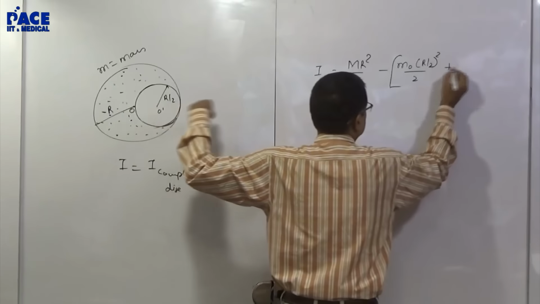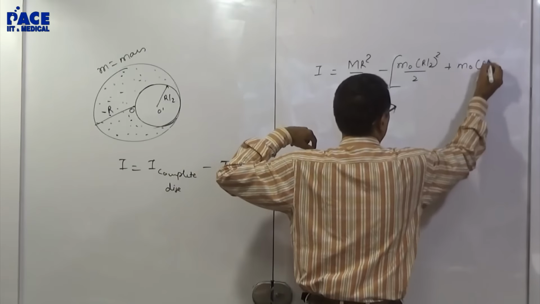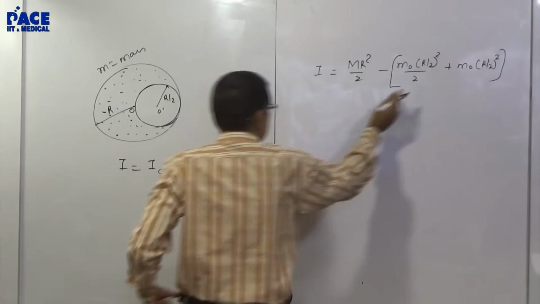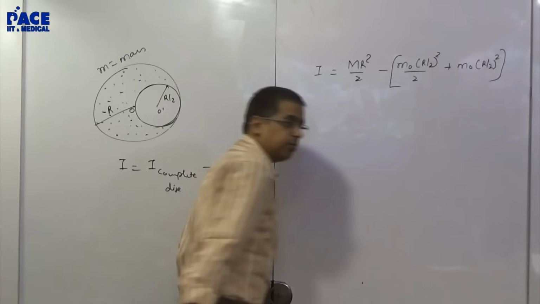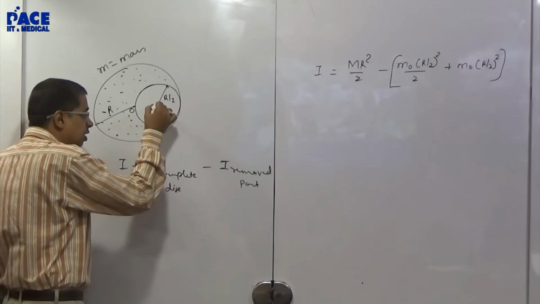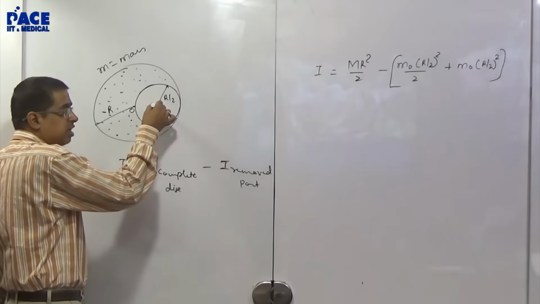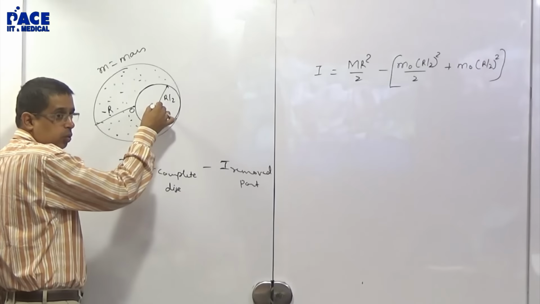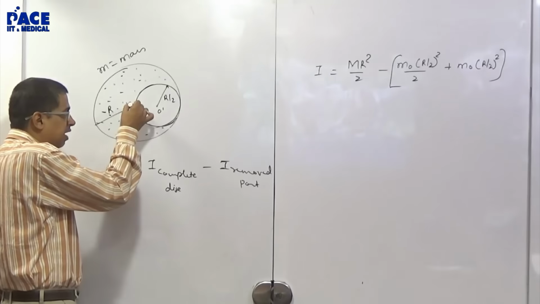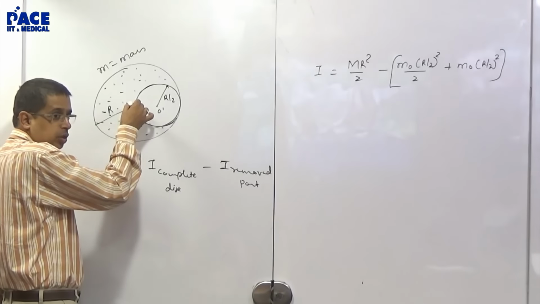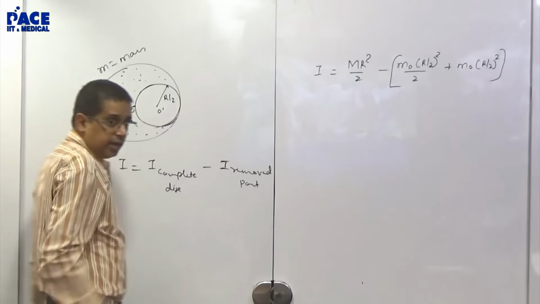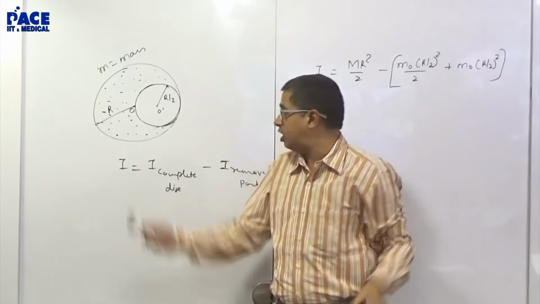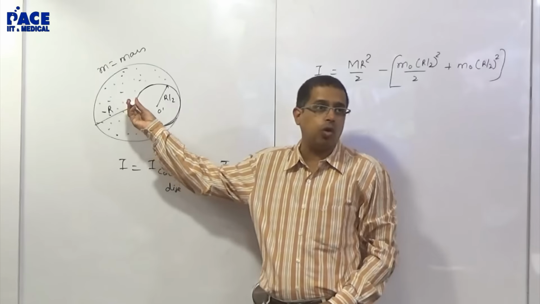Using parallel axis theorem I will shift it to O. This value is the moment of inertia of the removed disk. The removed disk's moment of inertia about O dash I know: M naught r by 2 whole square by 2. Using parallel axis theorem I translated it about this. Right? This will be the total moment of inertia of the removed disk about an axis O.